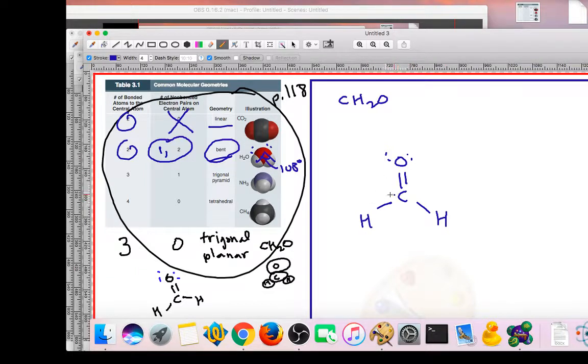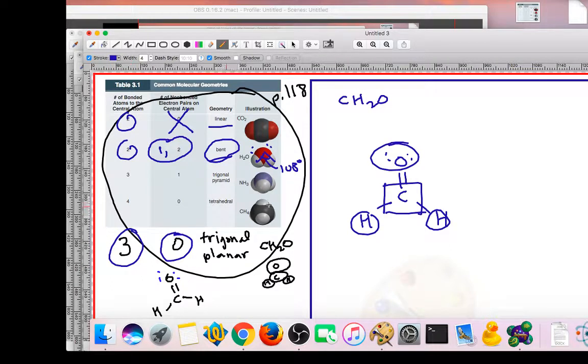It has three atoms bonded to the central atom. There's this hydrogen, and this oxygen. They are all bonded to the central atom. Now, this atom in the middle, carbon, has no lone pairs. So it has 3 atoms bonded to it, 1, 2, 3, but 0 lone pairs. That means it's trigonal planar.